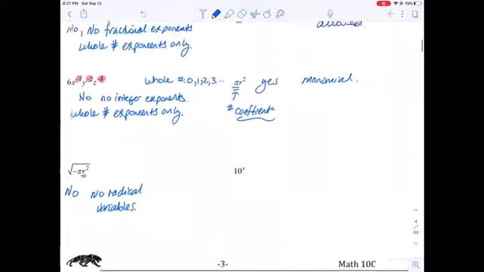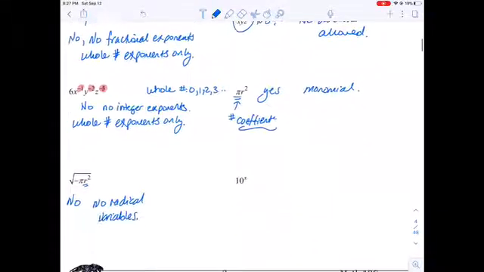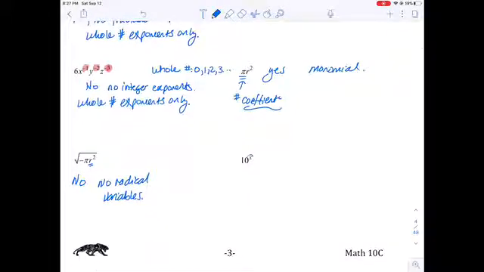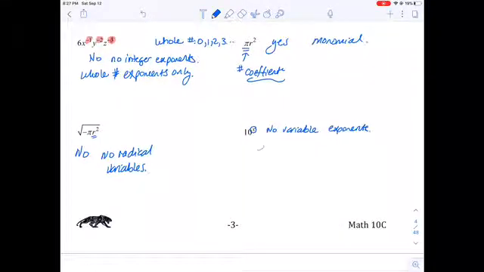Okay, and let's see here. Oh, 10 to the power of x, okay? No variable exponents. This is actually called an exponential function, not a polynomial, okay? That's not a polynomial.